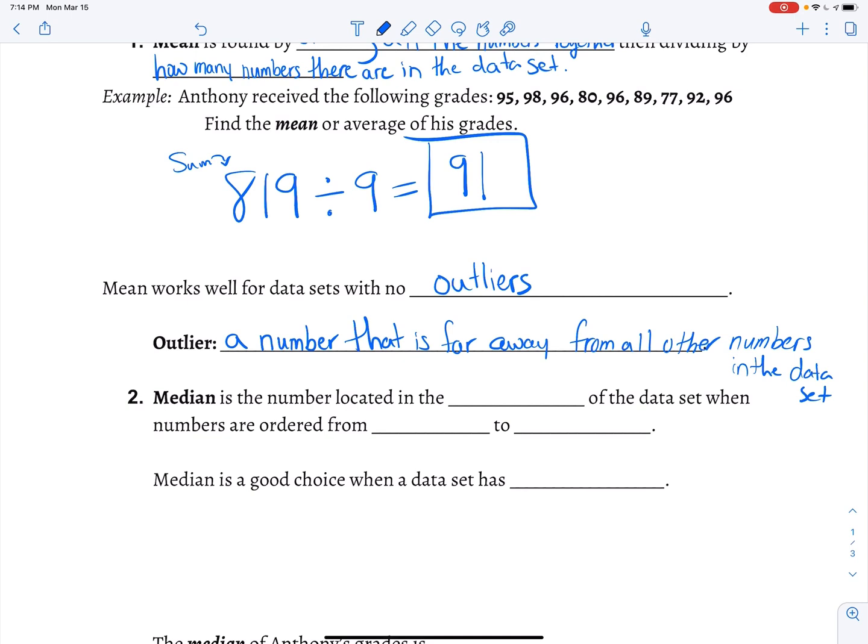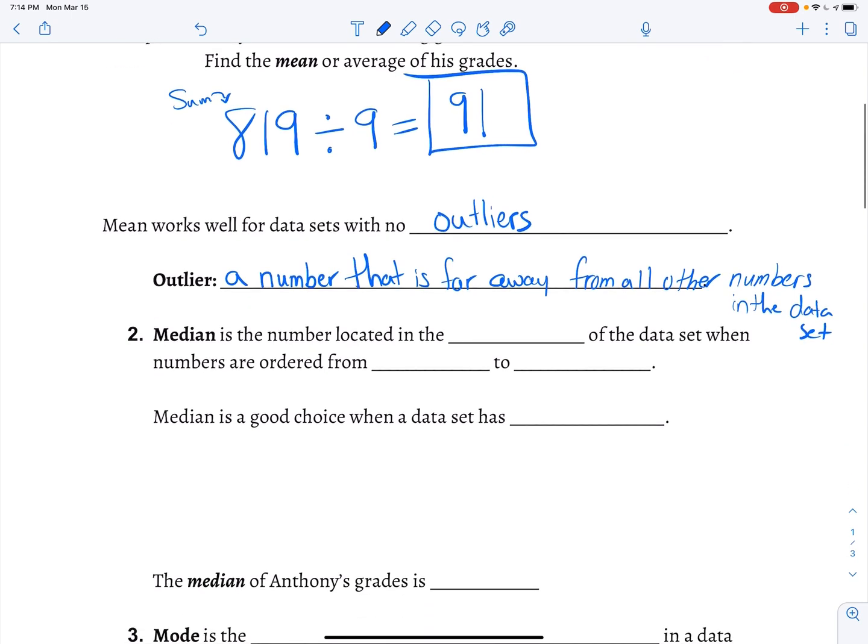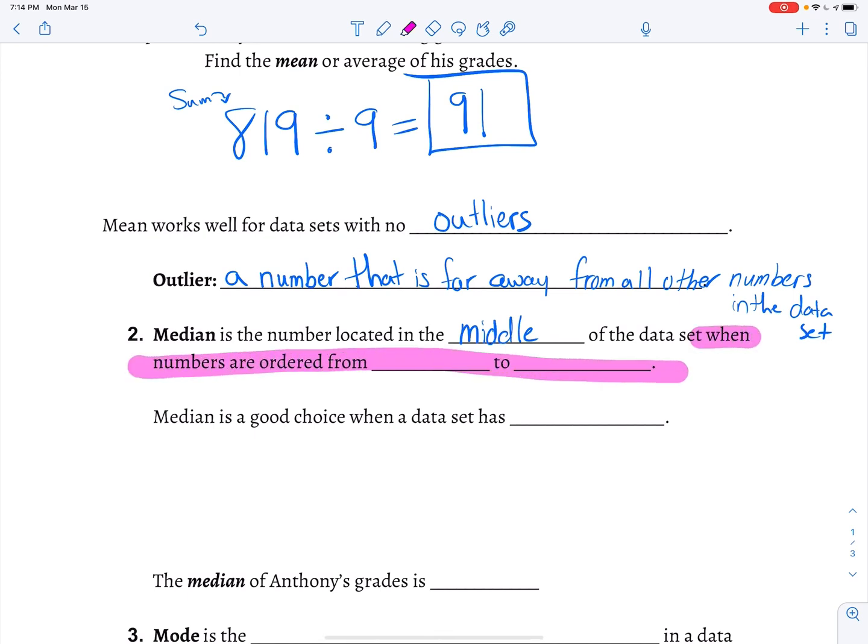The median then is the number that's located in the middle of the data set, and this is crucial. That's only in the middle when the numbers are ordered from least to greatest. So a lot of times your data set is not going to be in numerical order. And to find the median, you'll have to write it in numerical order to find the number that's actually in the center.